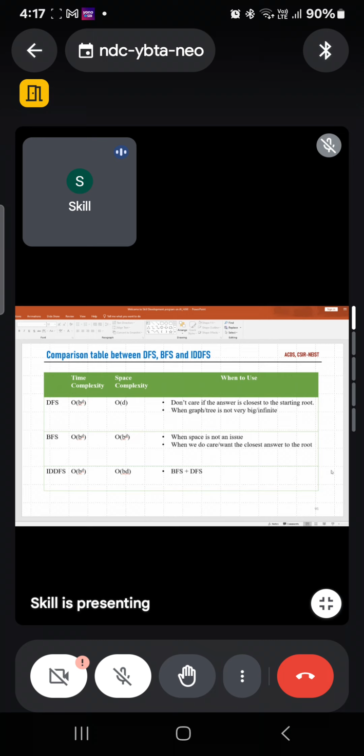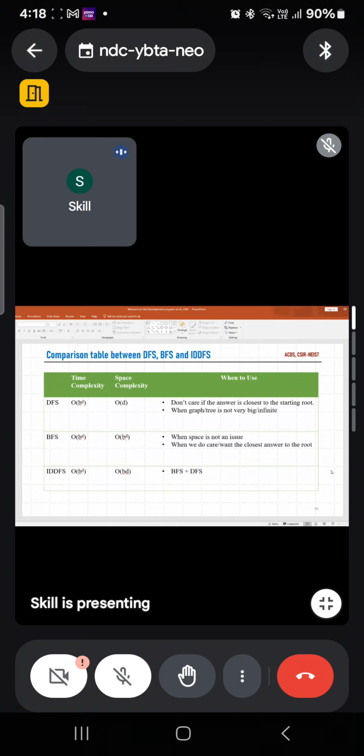Then in the worst case, BFS explores all the nodes at all depths up to d. Similar to DFS, for BFS also we can write order of b to the power 0 plus b to the power 1 plus b to the power 2 plus up to b to the power d. So order of b to the power d will be the time complexity of BFS, but it will be traversed level wise.